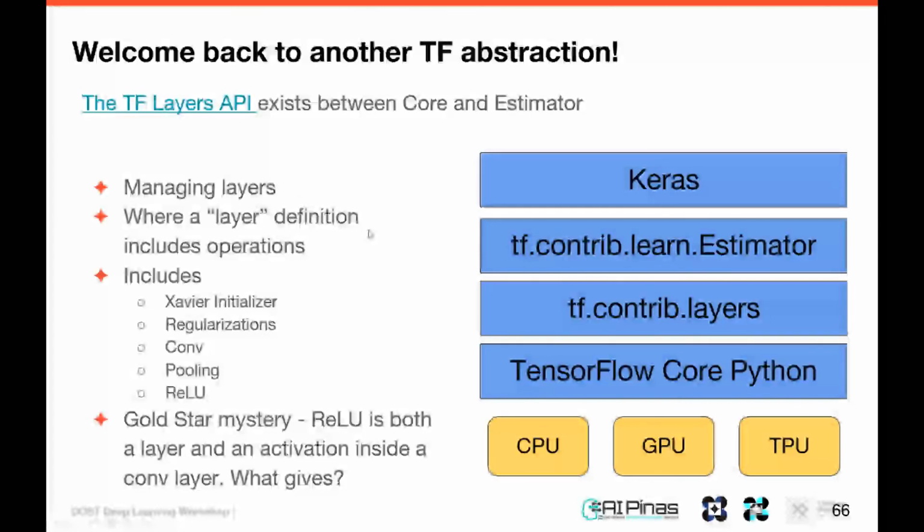So here's a mystery to encourage you to read the documentation linked here. ReLU is both a layer and an activation inside a convolutional layer. How is this implemented and how is this expressed in TensorFlow?